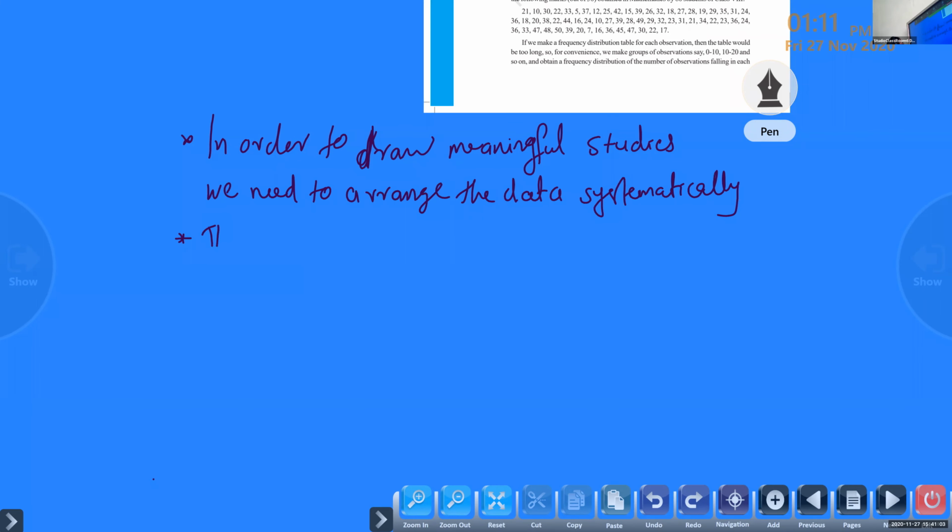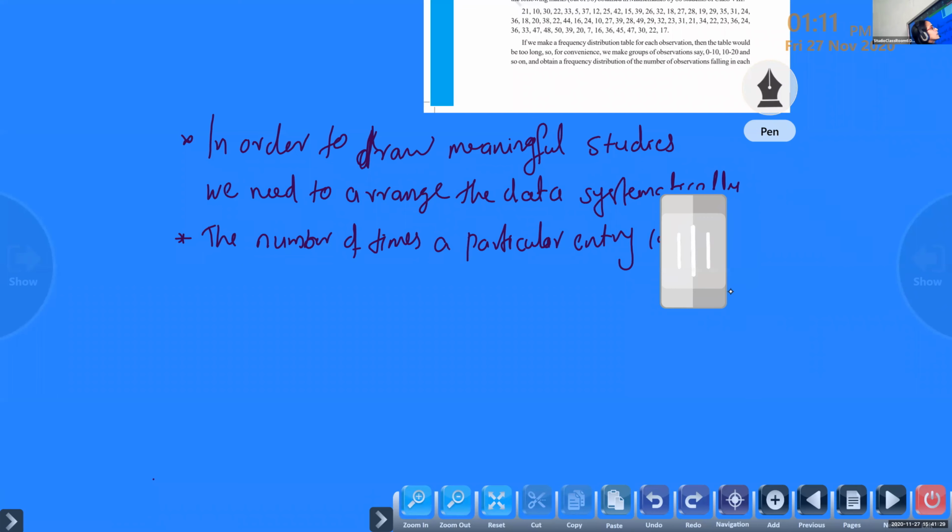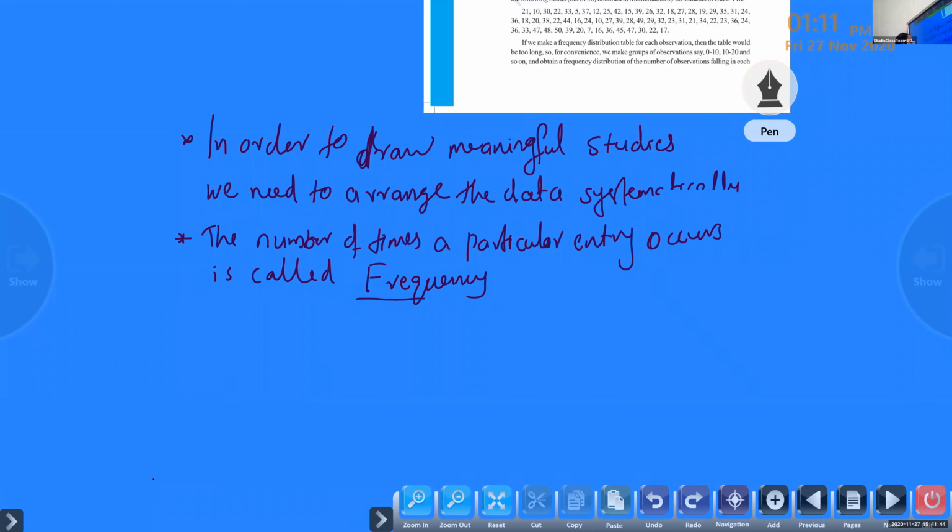The number of times a particular entry occurs is called frequency. Underline that frequency. Very important term, frequency.